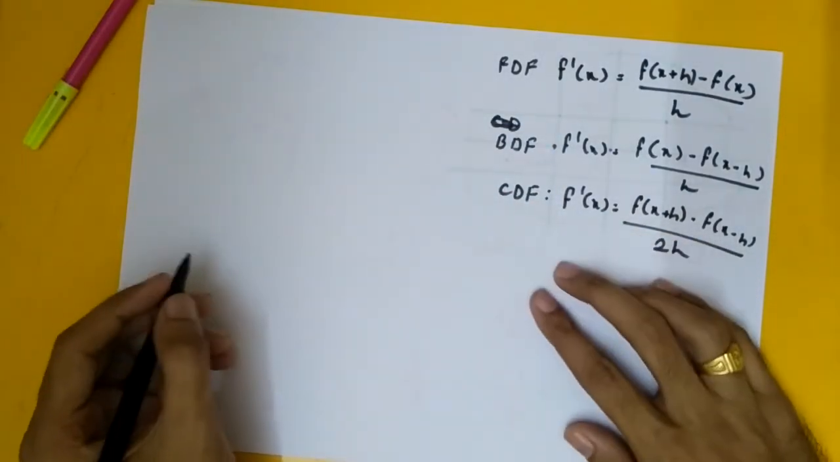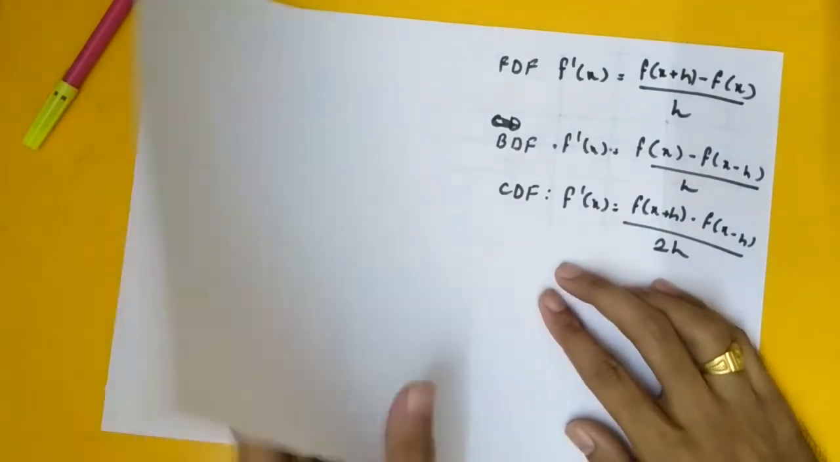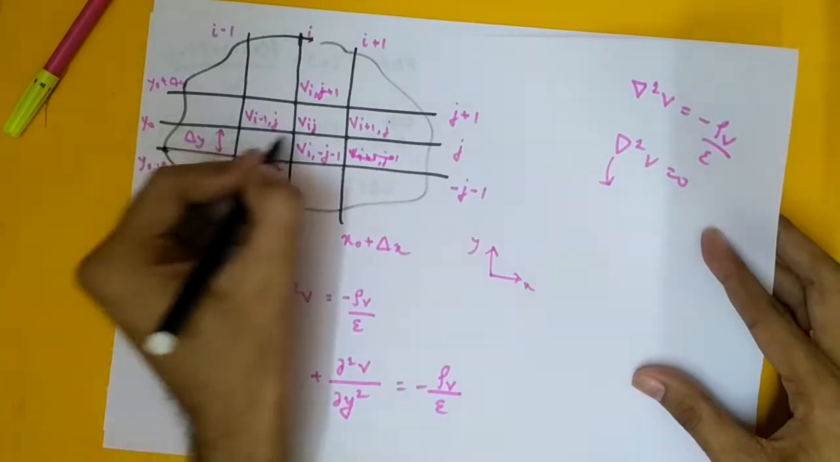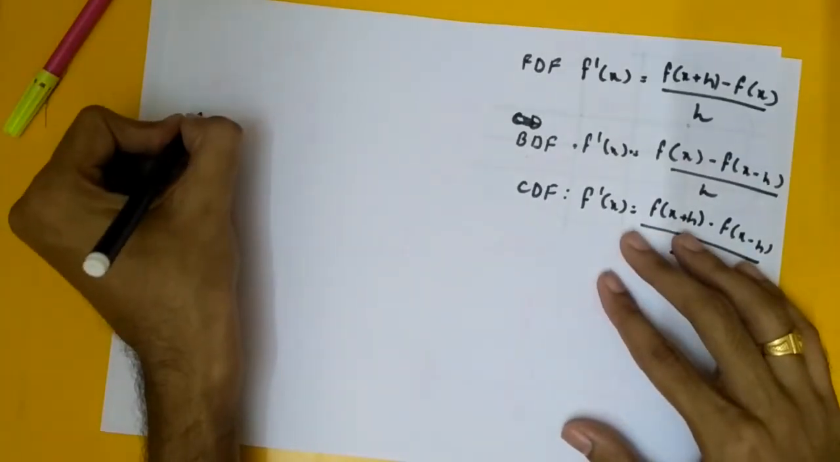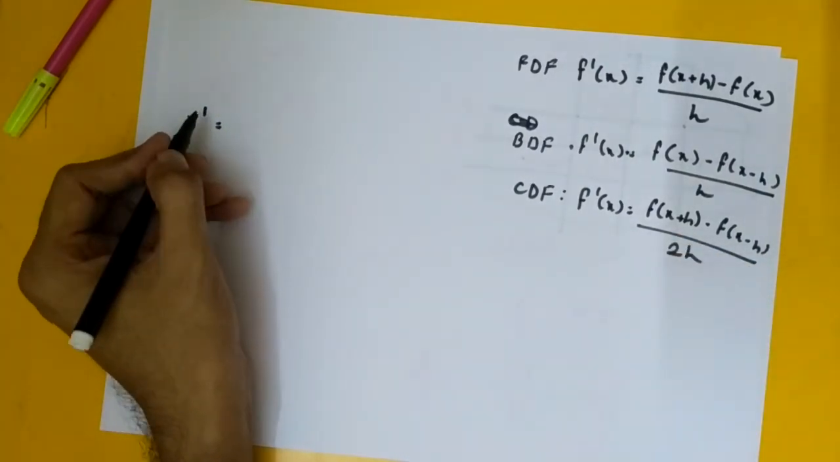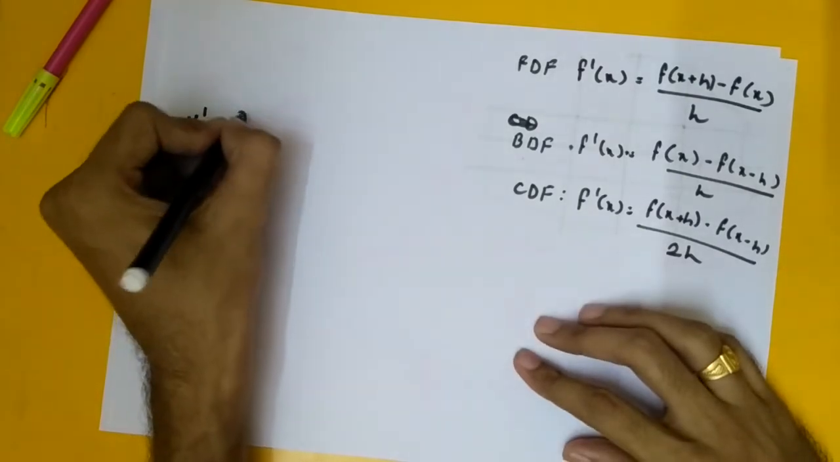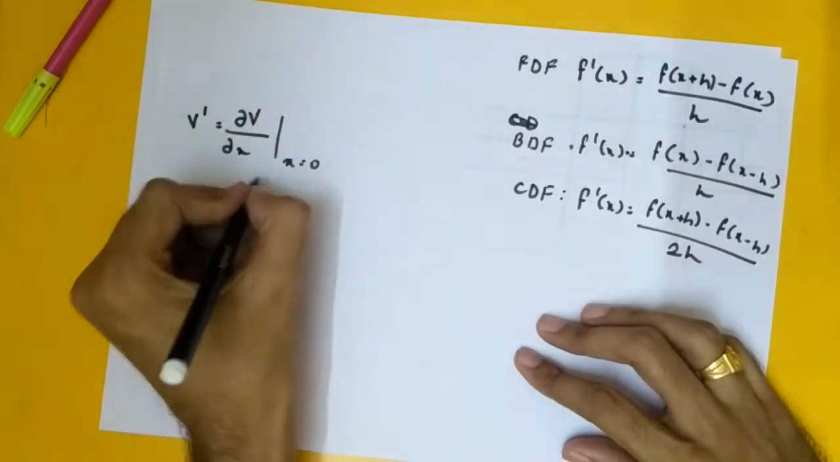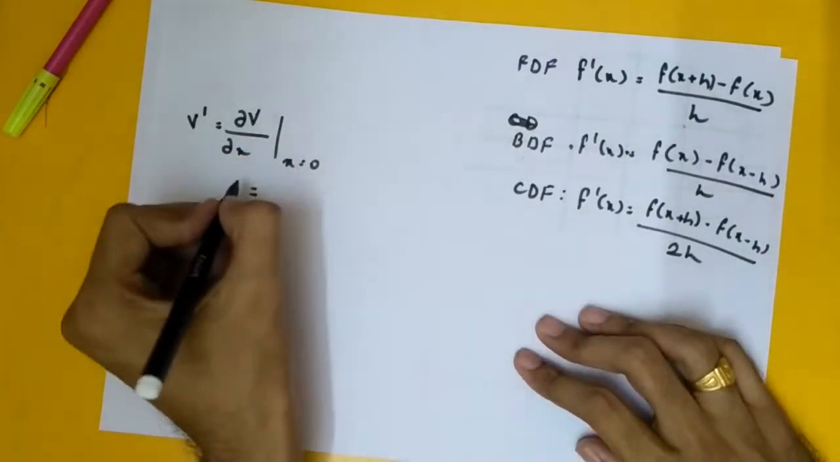So I'll just use the central difference formula and try to find the derivative at the point x naught, y naught, that is here. Okay, at the center point. So what it will be? It will be v dash or v prime to be precise. उसको dash नहीं prime बोलते technically. So it will be ∂v/∂x. I am trying to find at x equal to x0. So क्या रहेगा? According to the central difference formula I am using.